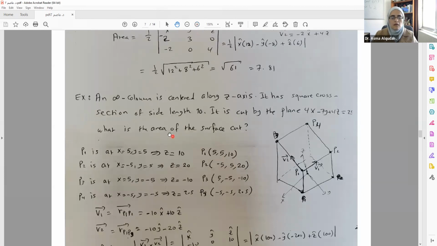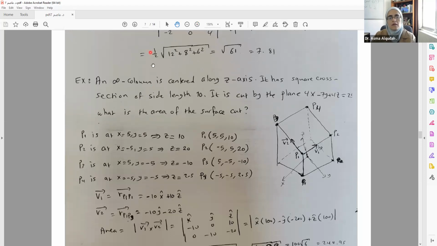Let me start with this example. The example says that we have an infinite column that is centered along the z-axis. It has a square cross section of side length 10. It is cut by the plane. This plane. What is the area of the surface cut?